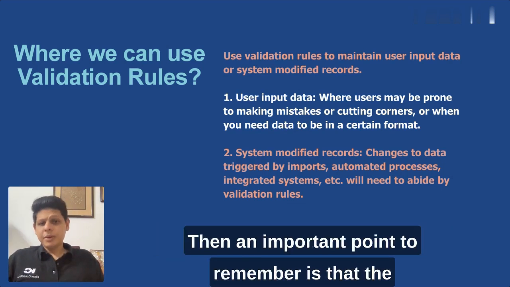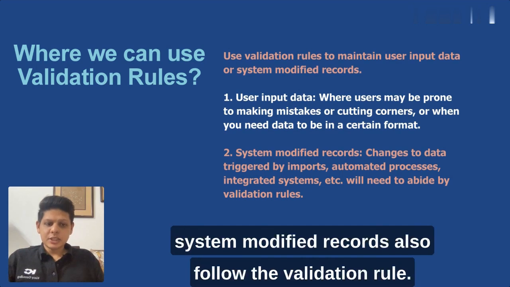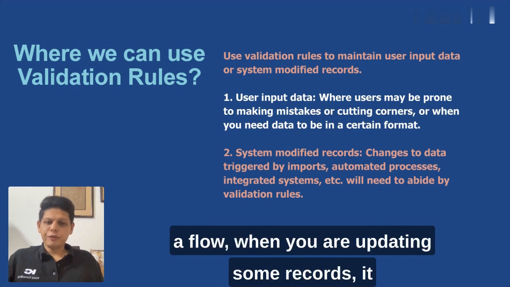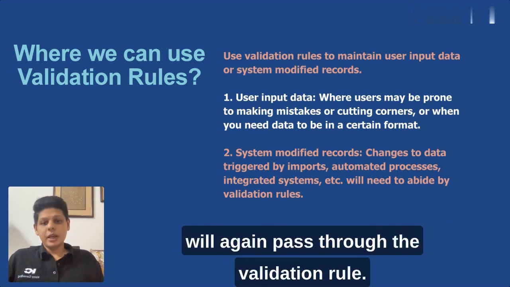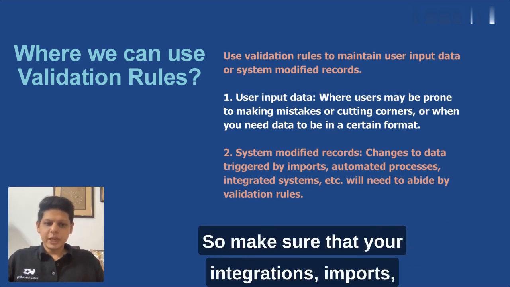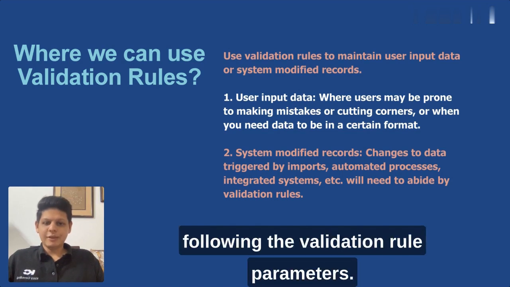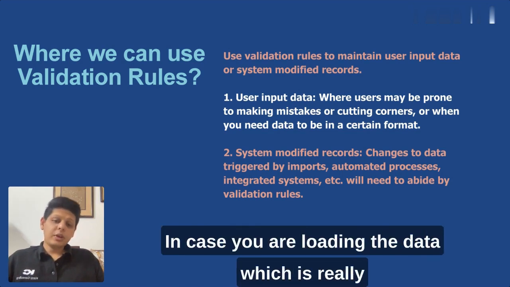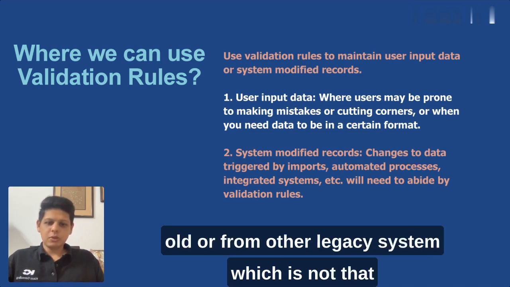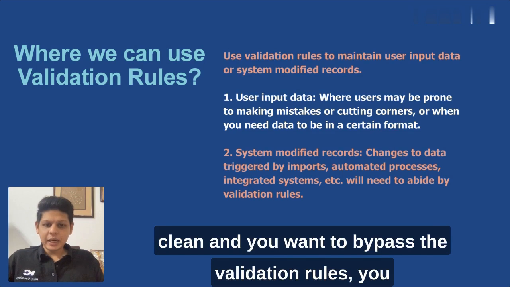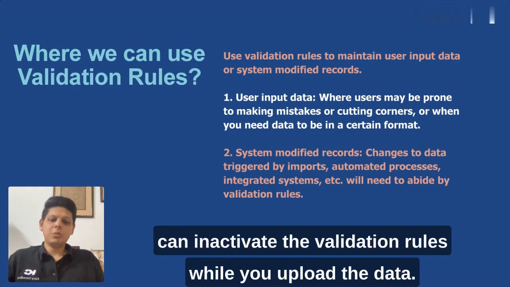An important point to remember is that system modified records also follow the validation rule. For example, if you are writing a trigger or a flow that updates some records, it will again pass through the validation rule. So make sure that your integrations, imports, automations, and the like are also following the validation rule parameters. In case you are loading data which is really old or from another legacy system which is not that clean, and you want to bypass the validation rules, you can inactivate the validation rules while you upload the data.